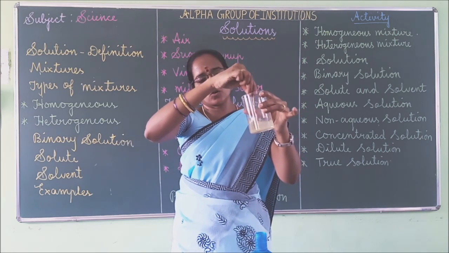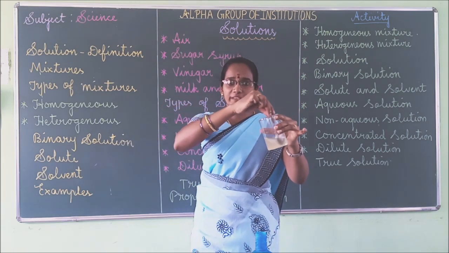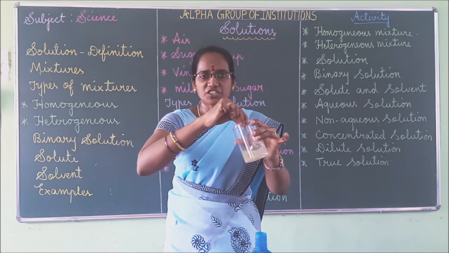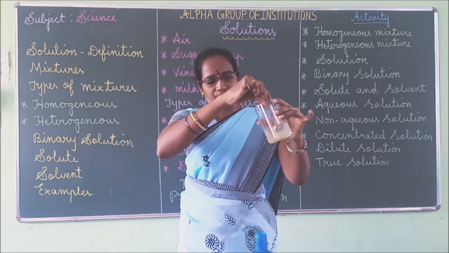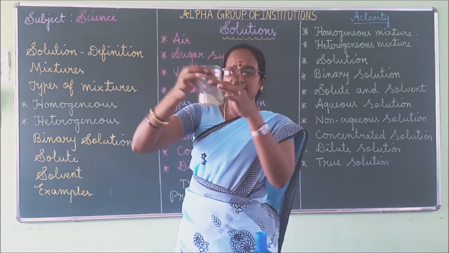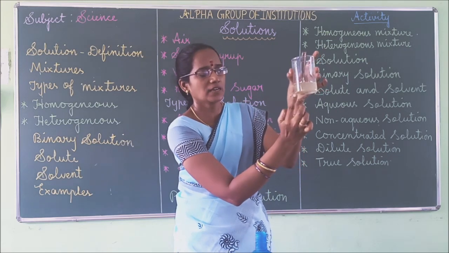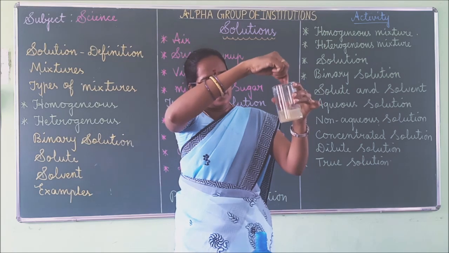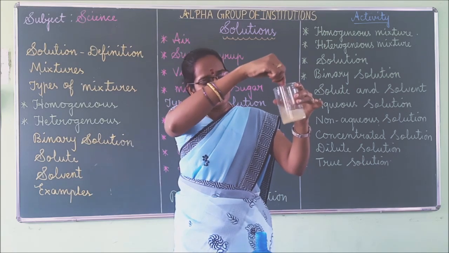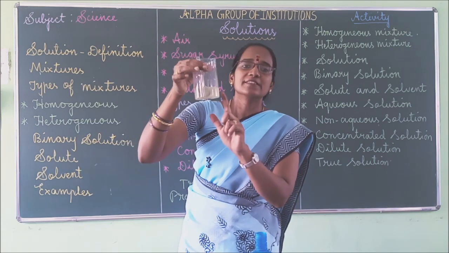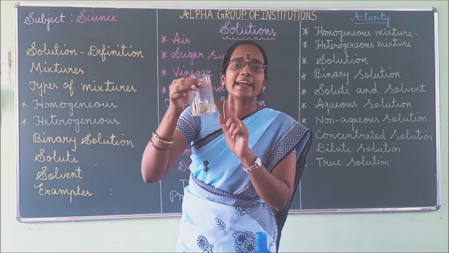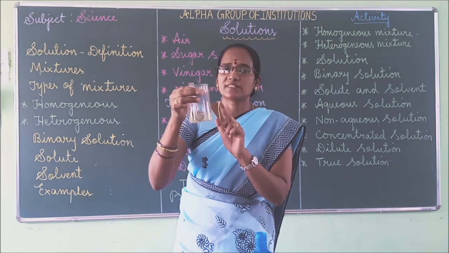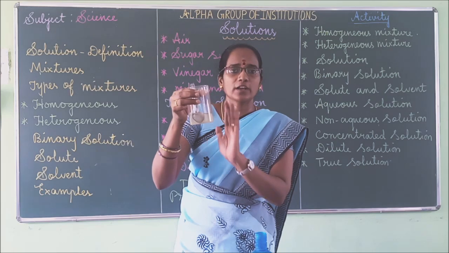Mix it well. What do you observe now? Even if you mix it well, definitely sand will not dissolve in water, isn't it? See, there are two phases here. One is the water phase and another one is the sand. So this is not a solution, it is a heterogeneous mixture. Heterogeneous mixture means the composition is not uniform.